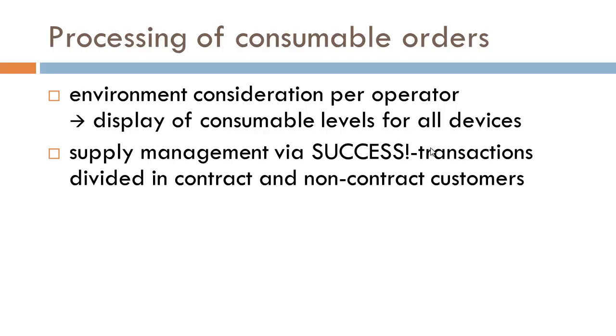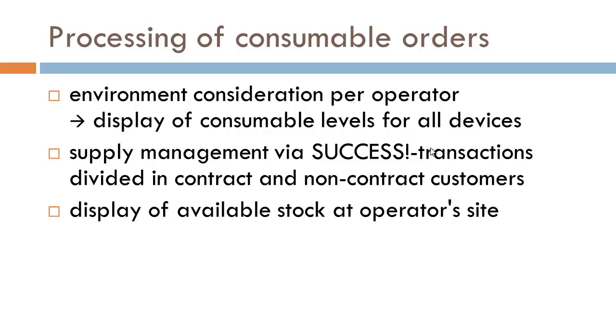This is all done by the supply management in Success. As I said before, we are controlling the managed and the unmanaged devices, which is similar to whether a device has a contract or has no contract. And by this we know exactly, with our contract management in our Success ERP solution, if the consumable has to be charged or if the consumable is included in the contract. So we are dividing this.